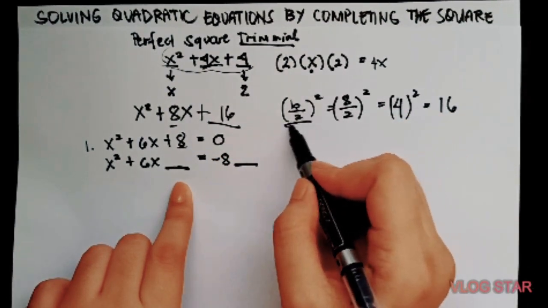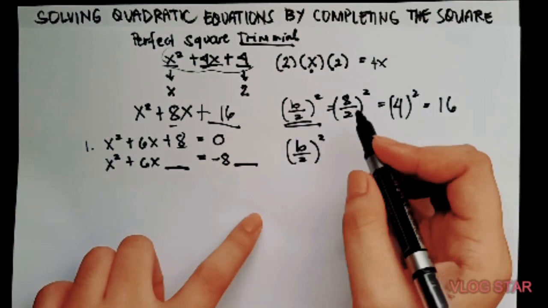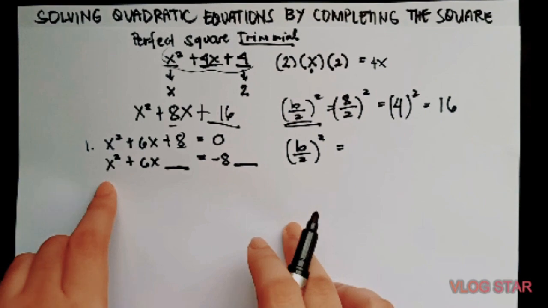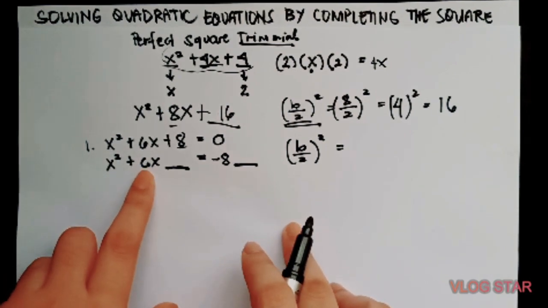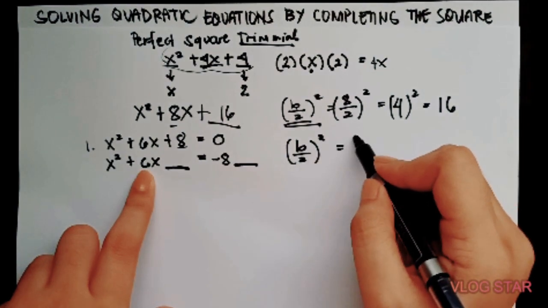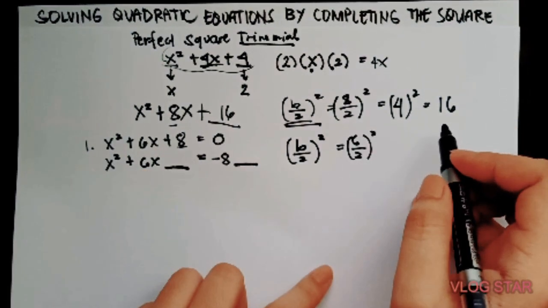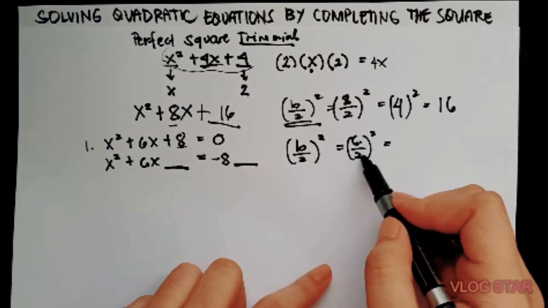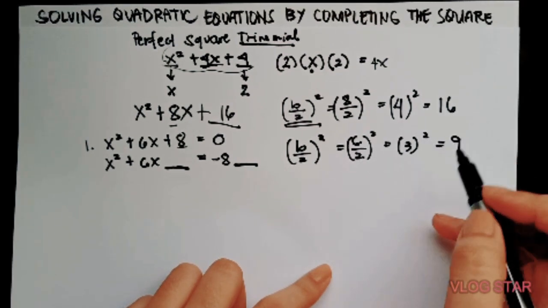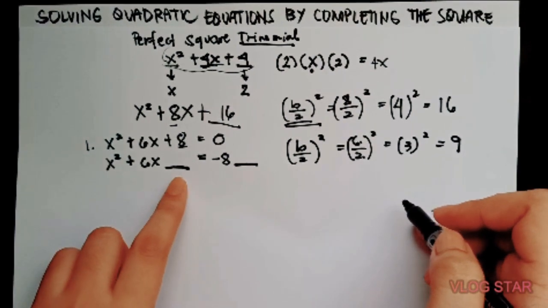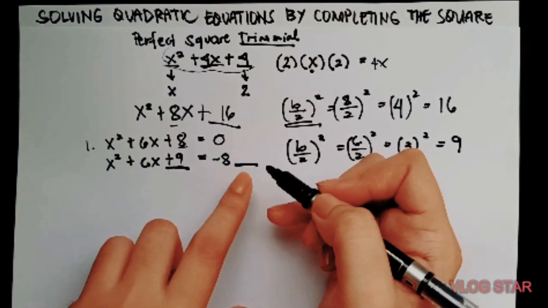Again, we will be using this formula, b divided by 2 squared. And what is the value of b? b here is 6. So substitute to the formula, we're going to have 6 divided by 2 and the square of that. 6 divided by 2 is 3. Get the square, 9. Positive 9. Therefore, the number that we have to put here is positive 9. The same here.